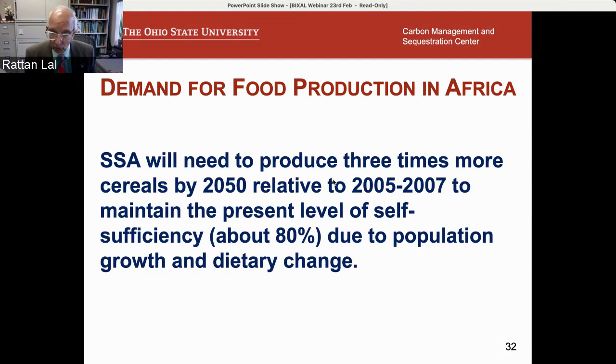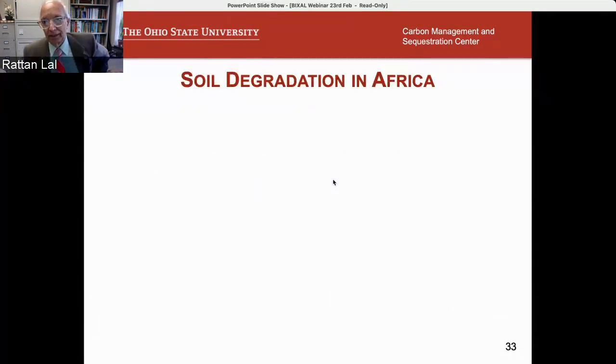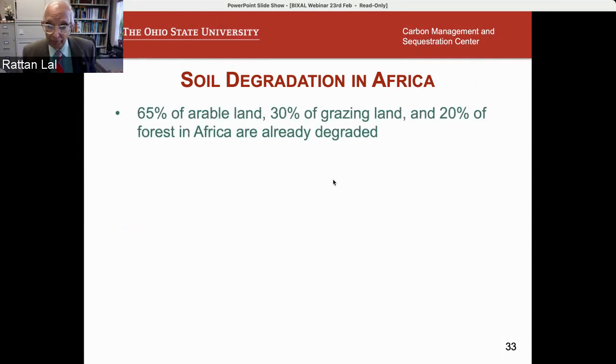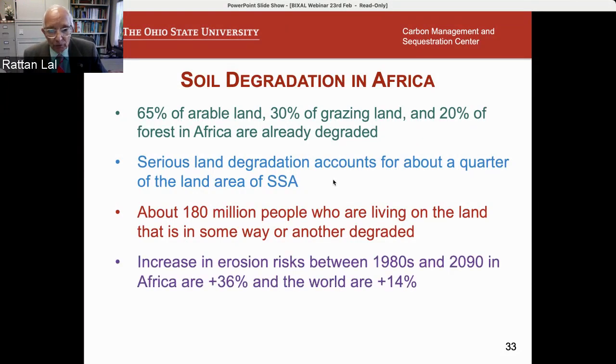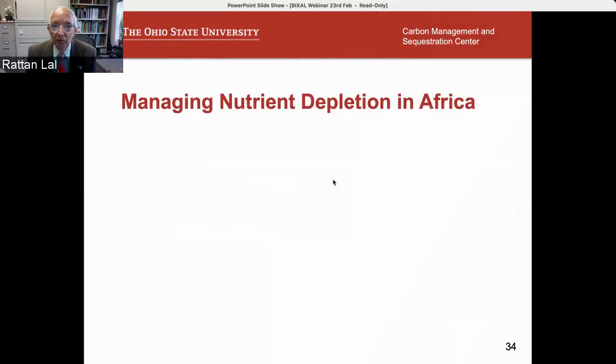In sub-Saharan Africa, smallholder farmers will need to produce 3 times more cereals by 2050 relative to 2005-07 to maintain the present level of self-sufficiency, which is only 80%. Therefore, small farmers there really need major transformation in agriculture, especially because of soil degradation in sub-Saharan Africa, 65% of cropland. Serious land degradation is a very major problem affecting 180 million people, 200 million recently estimated, who are food insecure. And increased risk of soil erosion between now and the end of the century in sub-Saharan Africa, maybe an additional 30 to 40%, is a cause of food insecurity.